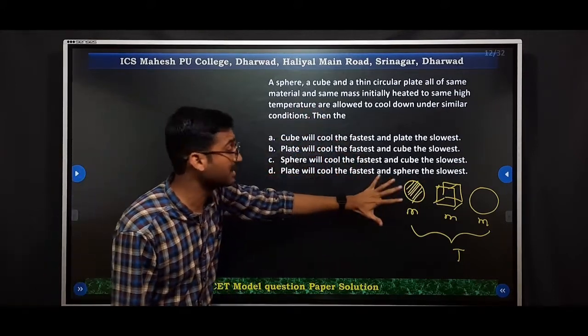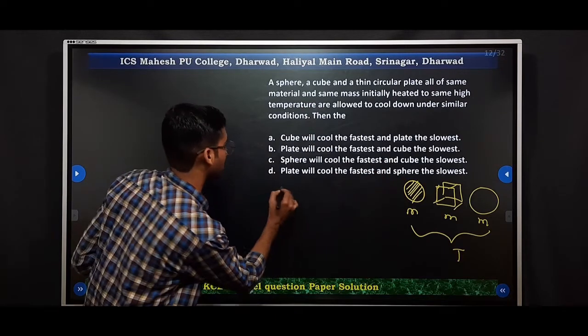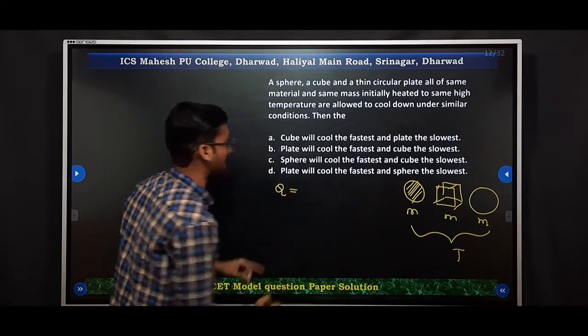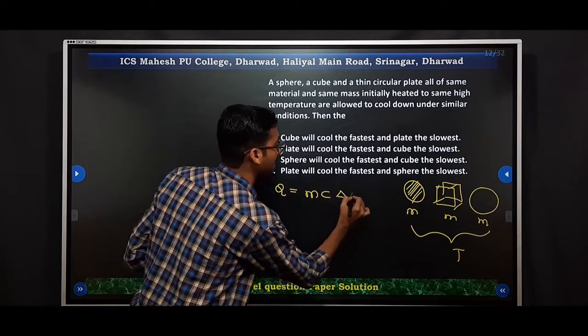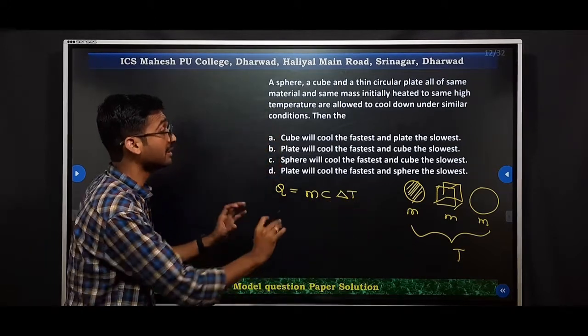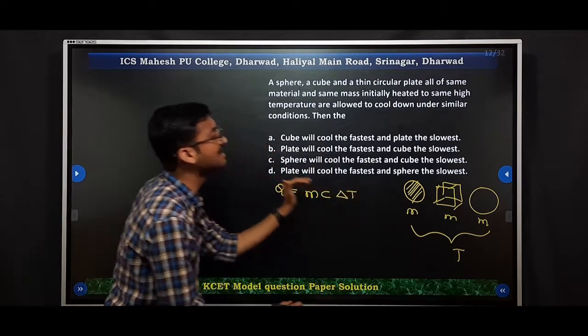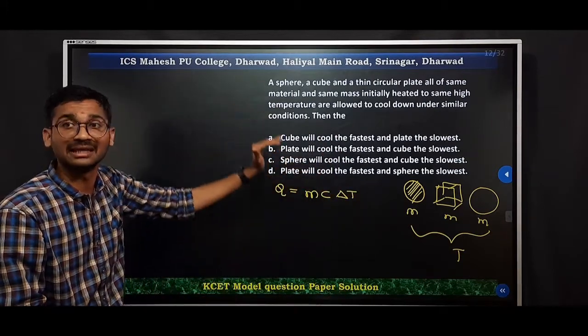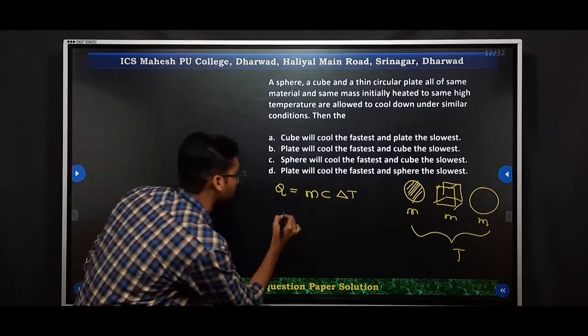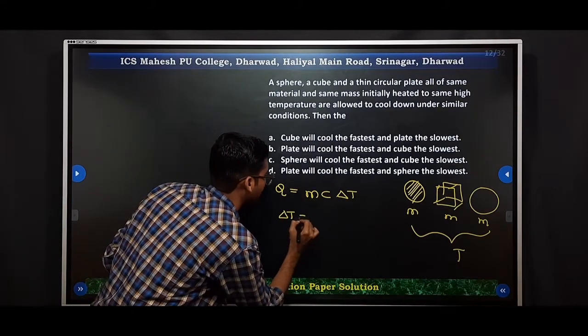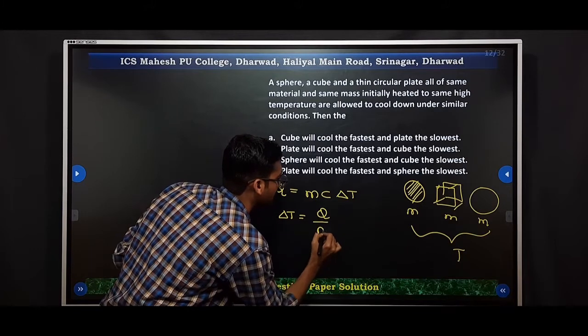For this one, we have the equation for specific heat capacity: Q is equal to m into small c into capital delta T. Now, here we are discussing the temperature decline, that is, temperature decreasing. Therefore, write the equation in terms of temperature: delta T is equal to Q divided by mc.